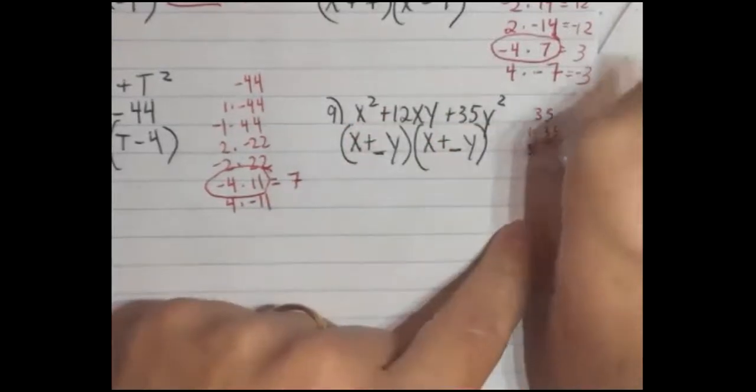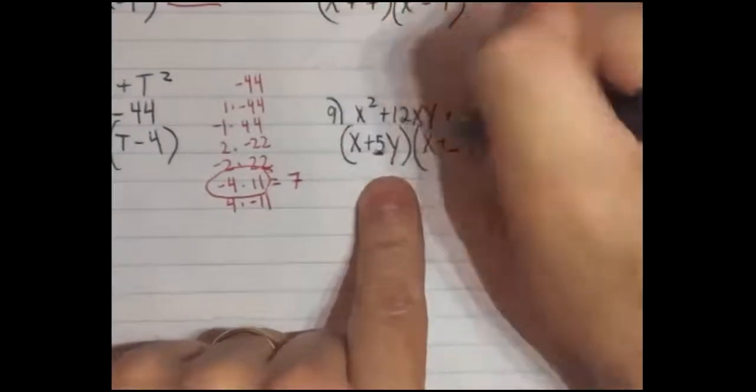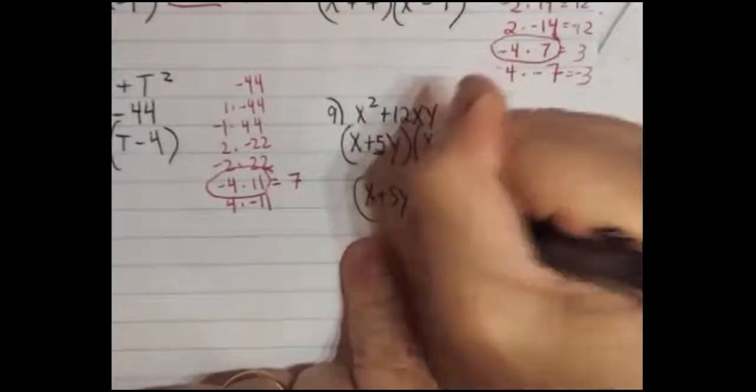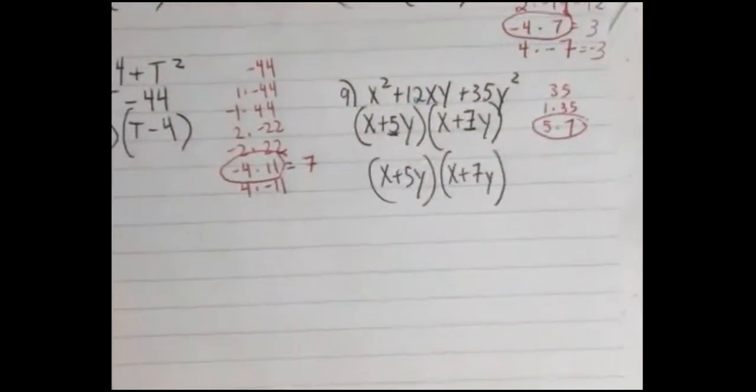It's pretty obvious. 5 and 7. So that's what goes here. So this is just really x plus 5y. Don't forget the y. And x plus 7y.